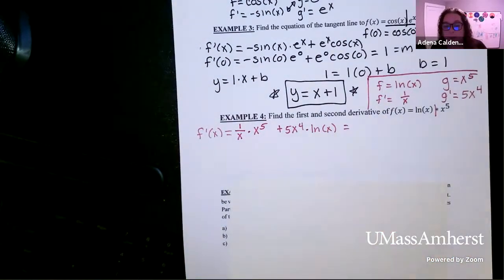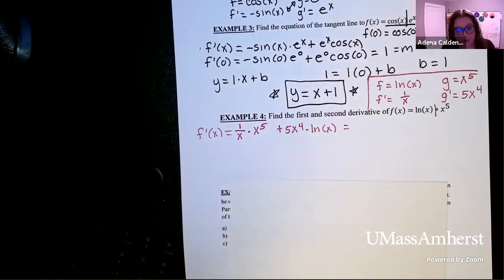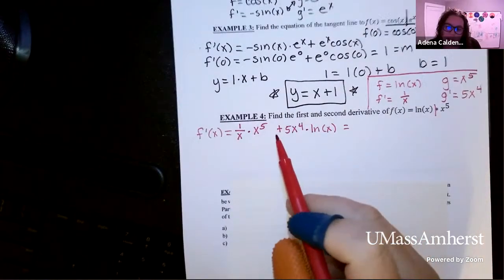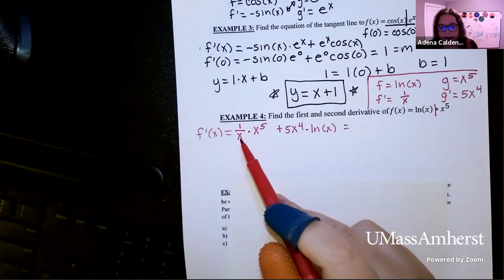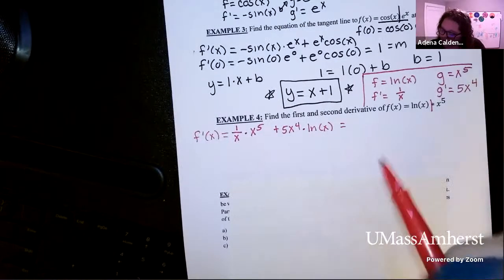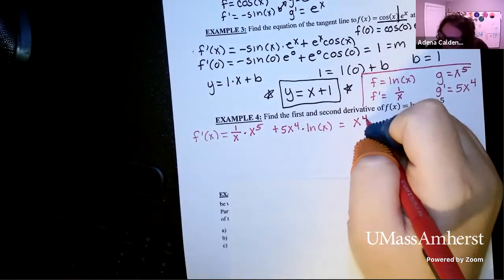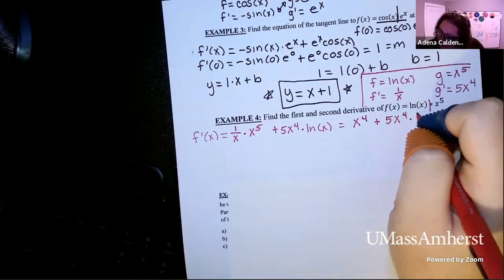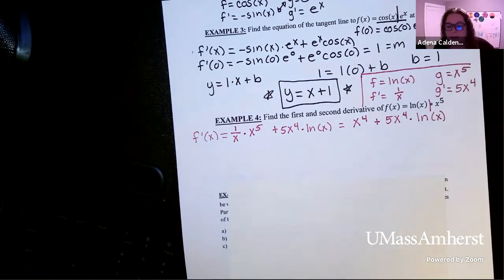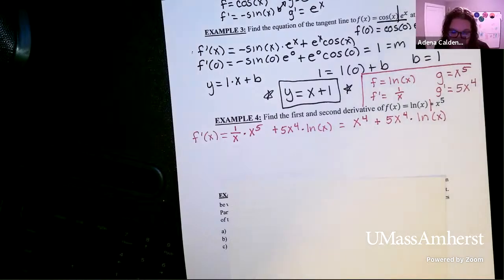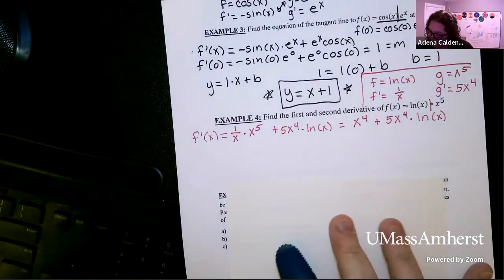And so I mentioned before that it does help to simplify this first derivative before taking the second derivative. So if I look at this, the second term can't be simplified, but the first term, I have 1 over x times x to the 5th. So this x that's here can cancel one of the x's here. So I can write this as x to the 4th plus 5x to the 4th times ln x. Okay, so that's what my first derivative looks like. If I was only looking for a first derivative, I could stop here. But of course, I'm also looking for a second derivative.